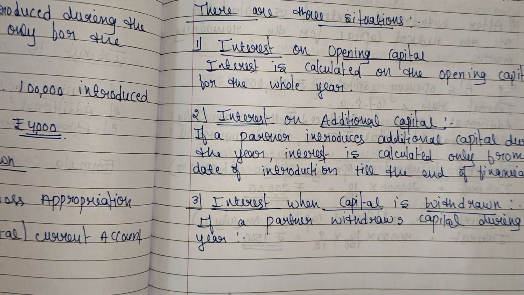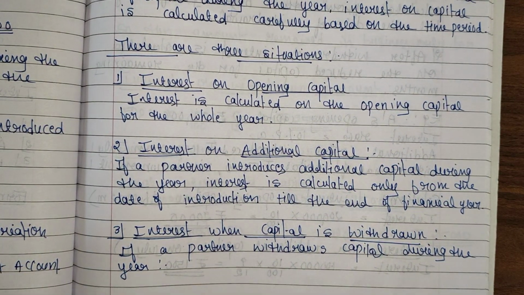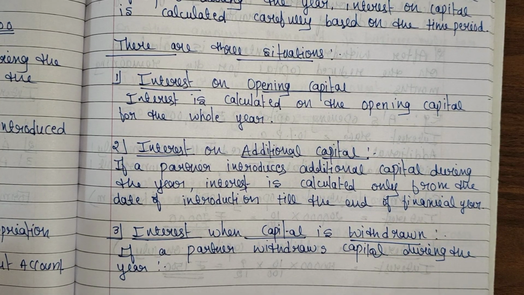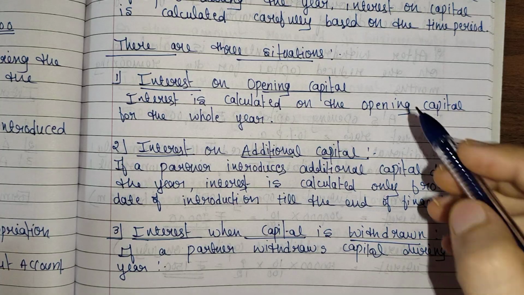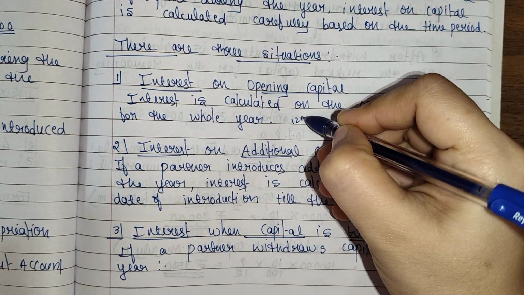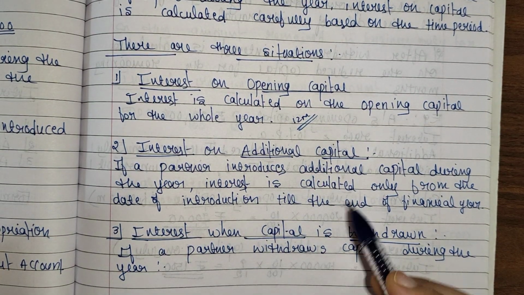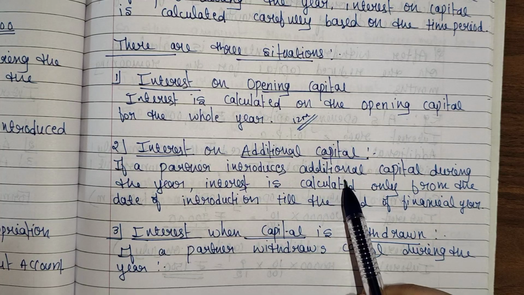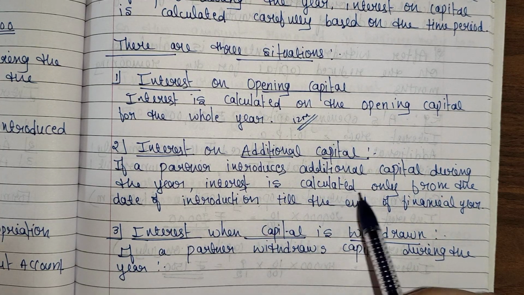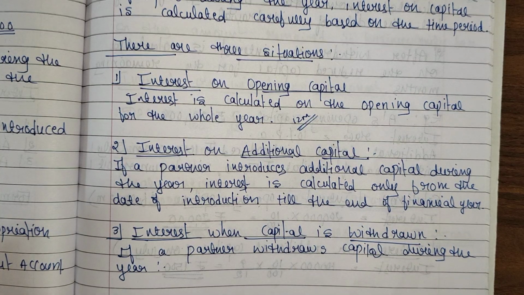Clear? Now see, there are three situations. First one, interest on opening capital. Just now I said, here we need to calculate the interest on the opening capital for the whole year, means for 12 months we need to calculate. And interest on additional capital: if a partner introduces additional capital during the year, interest is calculated only from the date of introduction till the end of the financial year.